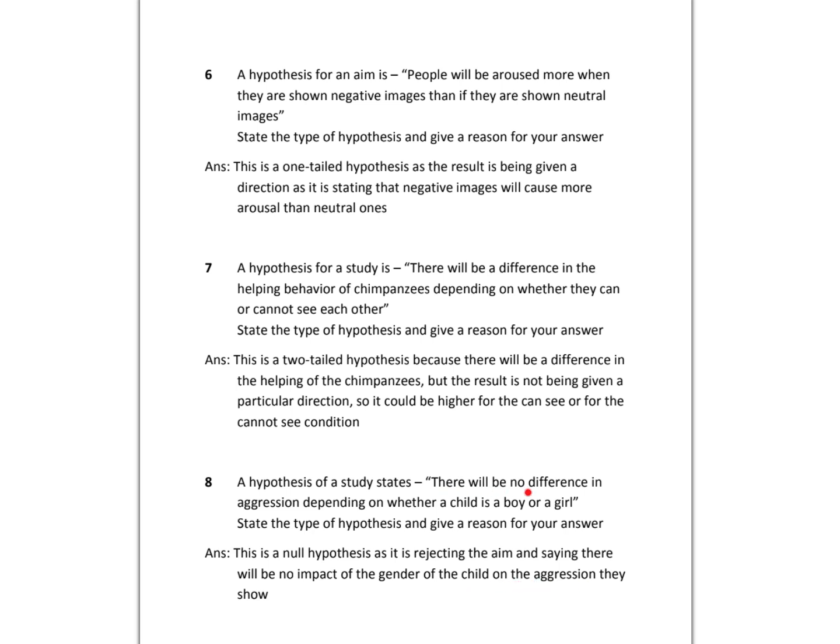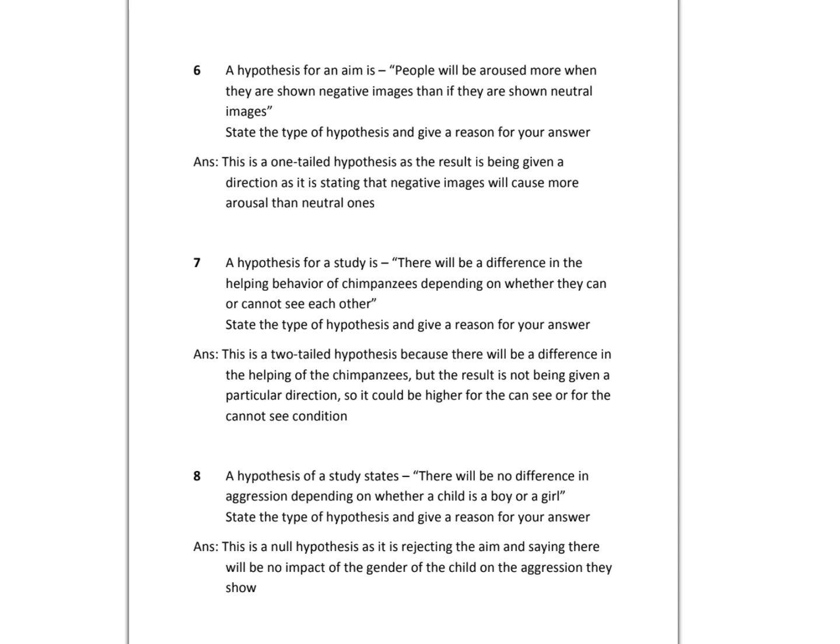If this was there will be a difference in aggression depending on whether a child is a boy or girl, it will be a two-tailed hypothesis because the direction isn't specified, but it is stating that there will be a difference. If it said that children will be more aggressive if they're boys as opposed to girls, this would be a one-tailed hypothesis because there is a direction being given to the result. Okay, next slide.